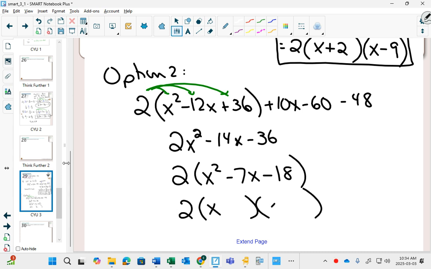First one's an x, so it has to be x and x. The last one's an 18. Has to add or subtract to give you 7. And you see that it has to be 2 and 9 to give you 18. If I want minus 7, then 9 would have to be negative. The 2 would have to be positive. Those two are the same answers.